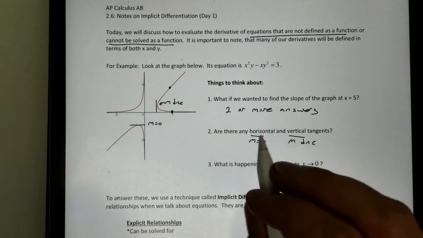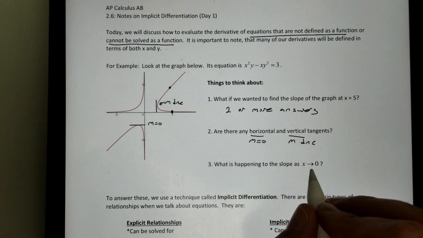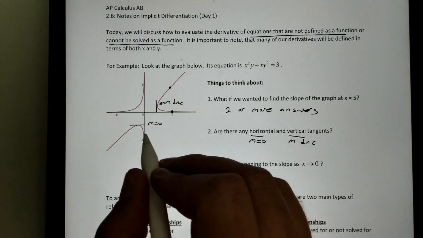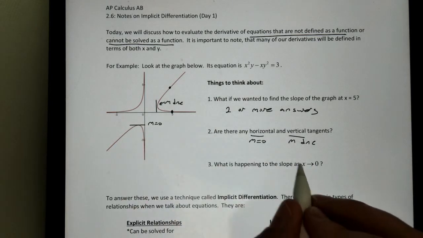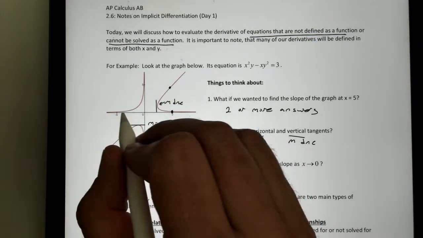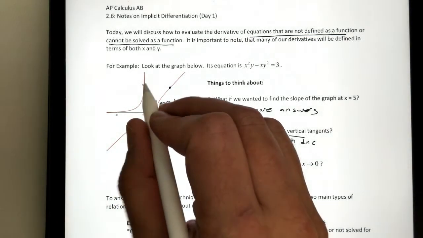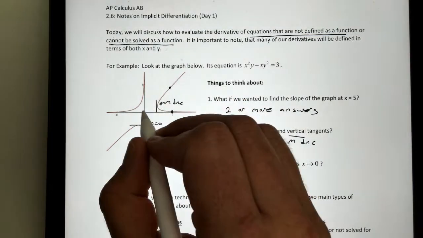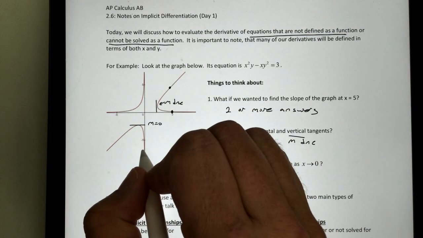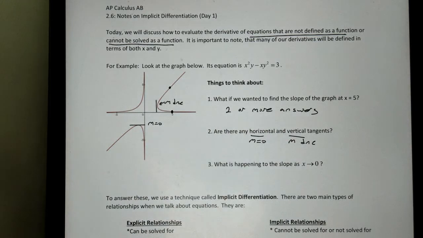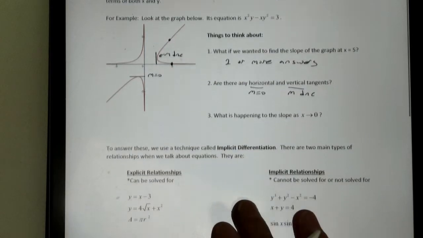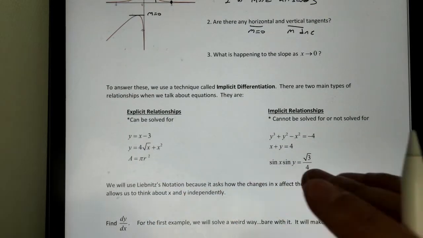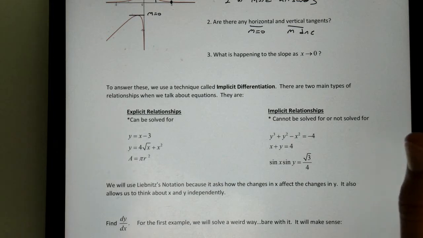And then the last one is, what's happening to the slope as x goes to 0? Well, it's kind of weird. It kind of looks like as we go to 0, the slope here starts to grow without bounds above the x-axis, but decreases without bounds below the x-axis. So we've got some things to really think about as we go through today. Now, to answer these and more, we're going to use a technique called implicit differentiation.